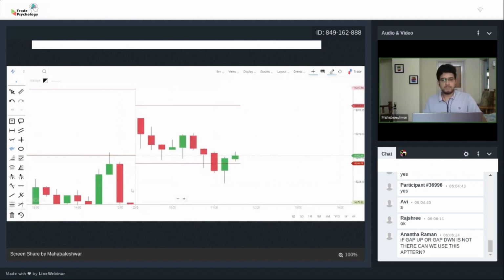what are the conditions for this? First, there should be a gap opening. And then the pivot line will tell you where the support could be. And from there, you can look either for scalping or for buying opportunities.